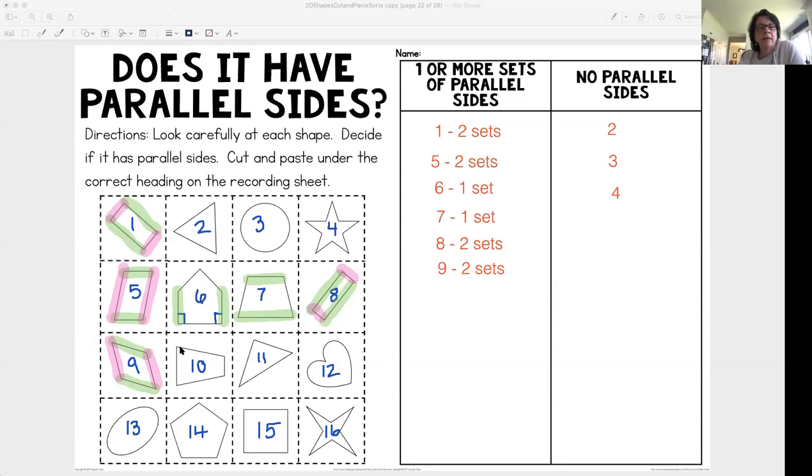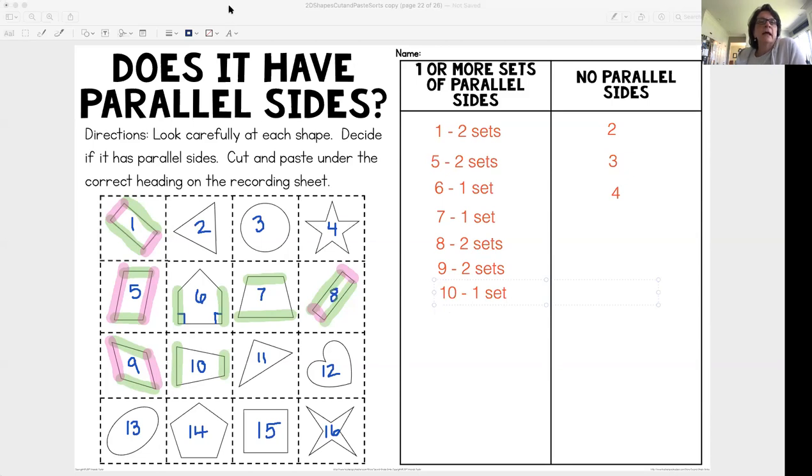Okay, number 10, I'm hoping you found this one set of parallel lines. They're not the same length, but if we draw them here, they definitely are the same distance apart. So it has one set of parallel lines. It's 4-sided, so it is a quadrilateral. And because it only has one set of parallel lines, we're going to call it a trapezoid. Okay, so number 10 definitely goes in the column that says one or more sets of parallel sides, and we're going to call it one set. Okay, let's go on to number 11.